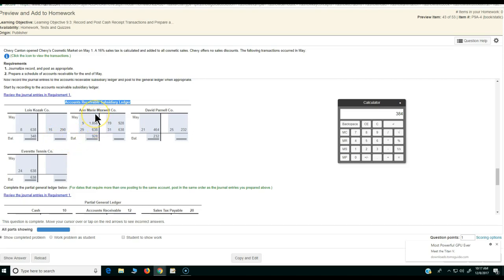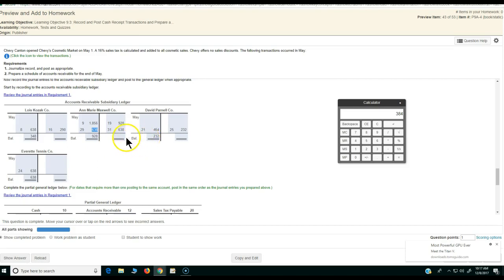Same is true with Anne Marie Maxwell. We made a sale of $1,856 and then $638. And remember, she paid us half of the $1,856, so we credited her account, and credited it again right after we made the sale to her on the 29th. There was a quick collection of the $638. So she still owes us the other half of the invoice from May 9th. So the balance of her account is $928.